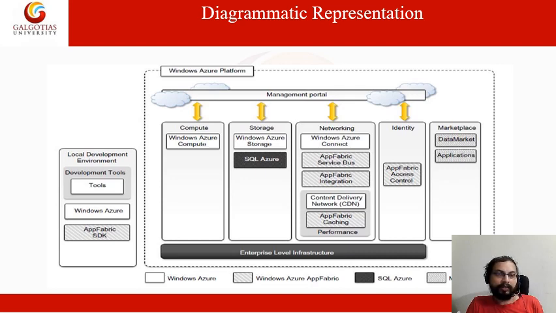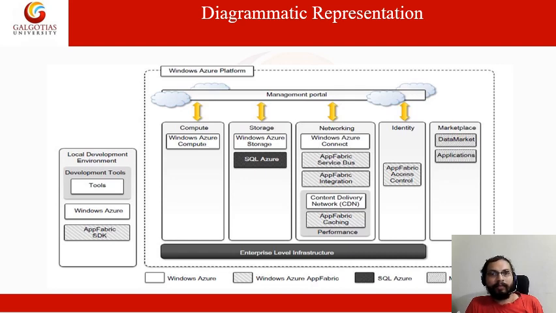And the storage engine will be provided with two storages. One is the Azure storage as well as the SQL storage. Based upon this connectivity with the compute and storage, we will also be provided with the network storage and the identity storage. Network storage is nothing but the Azure content, and the fabric service is the bus which is going to transfer between the storage as well as the compute and identity.